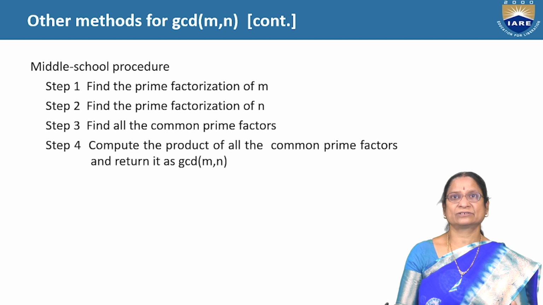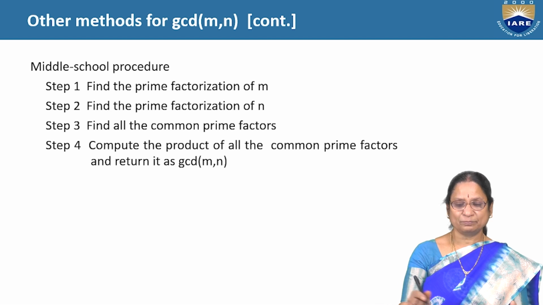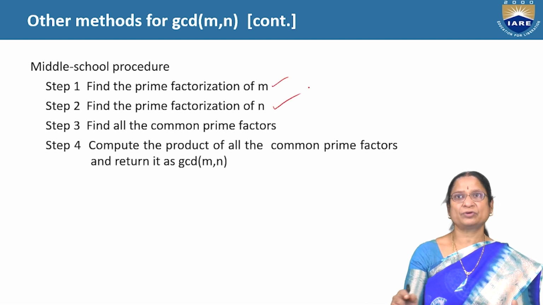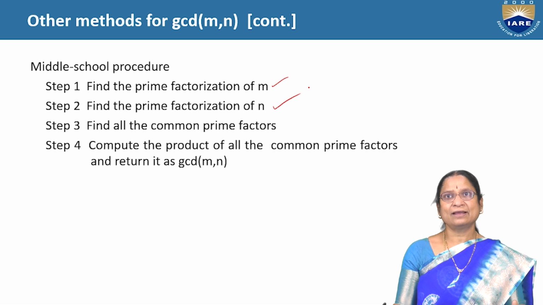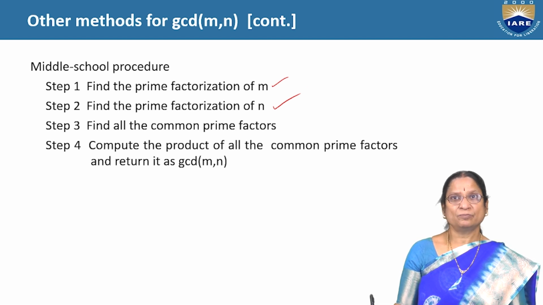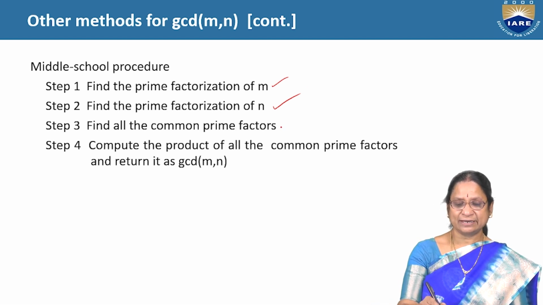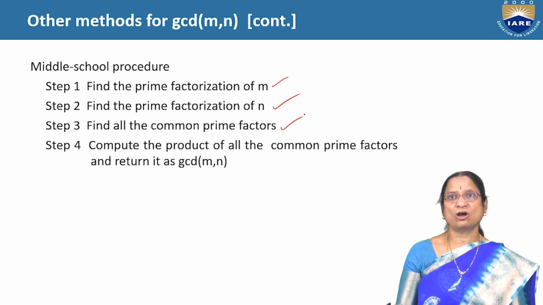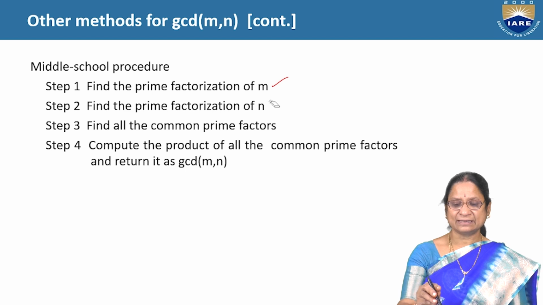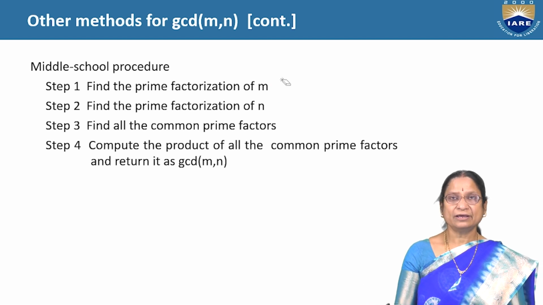Another method is there. This is the common method we generally used in our school days. We write all prime factors of m, all prime factors of n, and select the common prime factors. The product of these common prime factors will be the GCD of the two numbers. This is another technique.